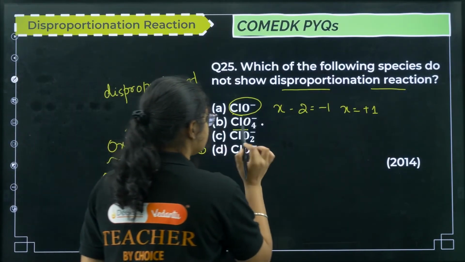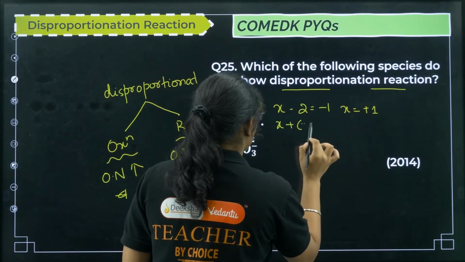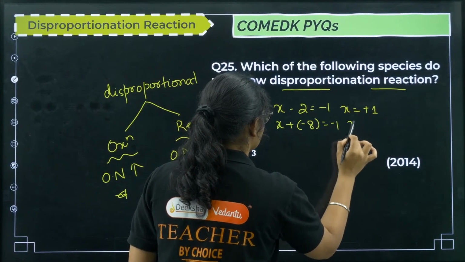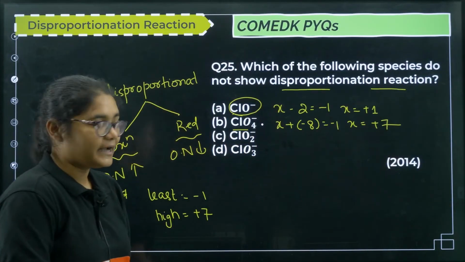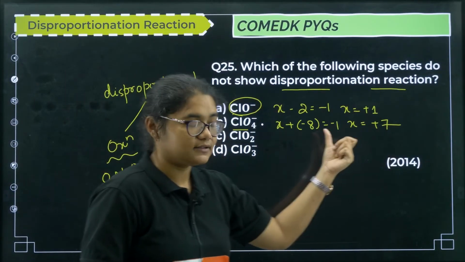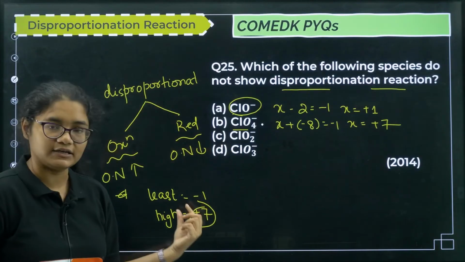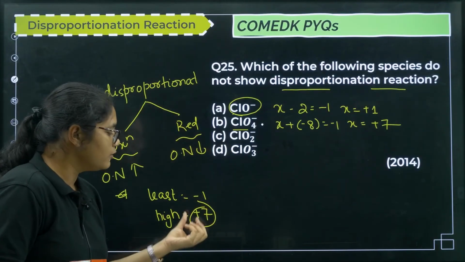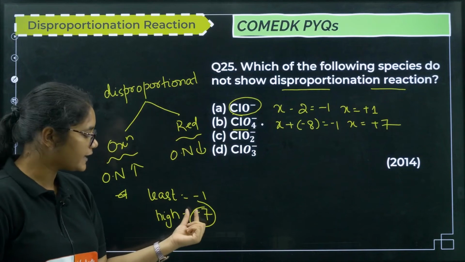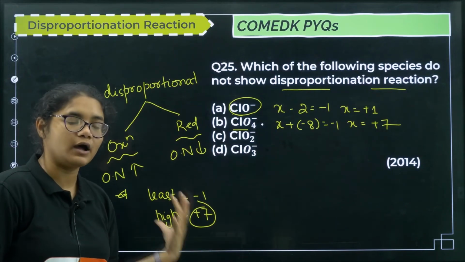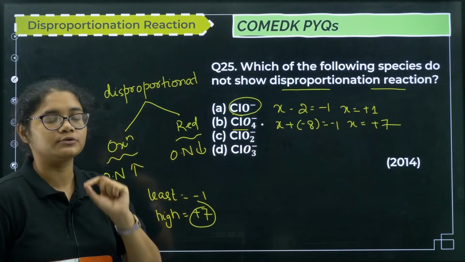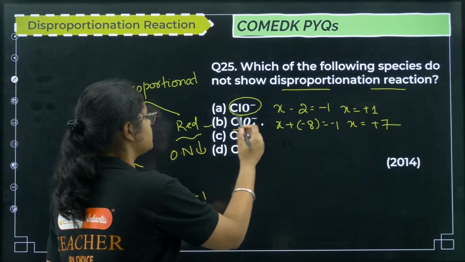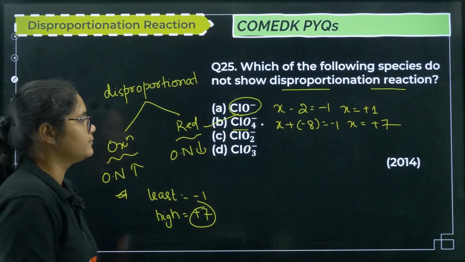reaction. But if you see here, it is x + (-8) = -1, so that is x equal to +7, right? So now if it is +7, that means the highest oxidation state is already reached, right? So now from here it cannot further oxidize, it can only go under reduction. So that is why this particular species will not show disproportionation reaction. So option number B is the correct answer here.